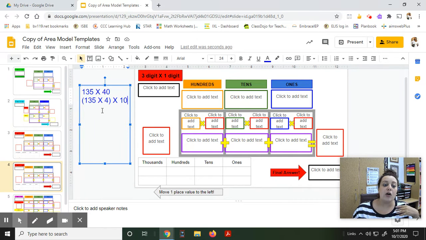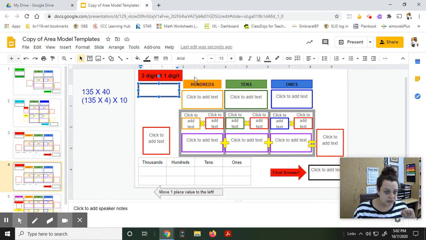Okay, so we were seeing that we were struggling with multiplying 3-digit numbers by 1 digit. So we've created here an area model for you to use. Let's do step 1 of completing this problem using an area model. First we're going to put in our problem, which is 135 times 40, or sorry, times 4.